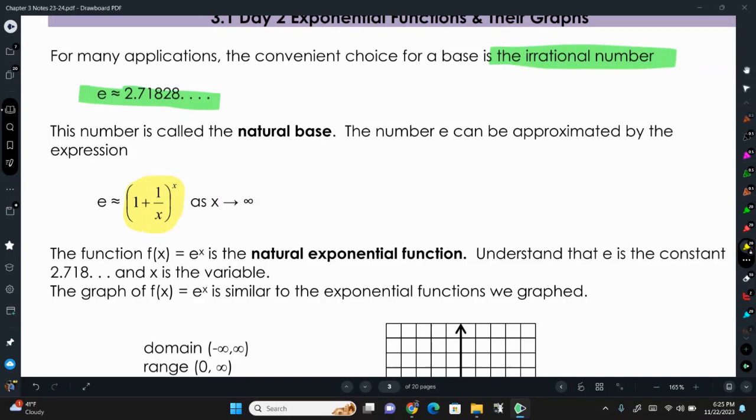As you substitute in larger and larger values for x, you're going to get a more accurate representation of the letter e. We call the letter e the natural number, the natural base. So whenever you see something that talks about the natural number, just know that it is e.